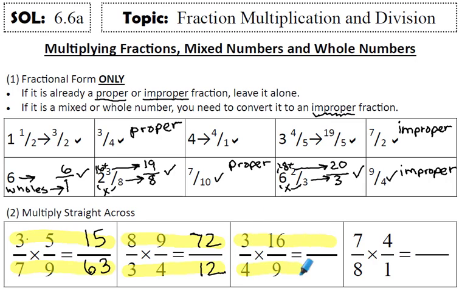Here we would do 3 times 16 and then 4 times 9 to get my new numerator. So 3 times 16 is going to give me 48, and 4 times 9 is going to give me 36. We're going to multiply across the numerators and then across the denominators, and 7 times 4 is going to give me 28. 8 times 1 would give me 8.